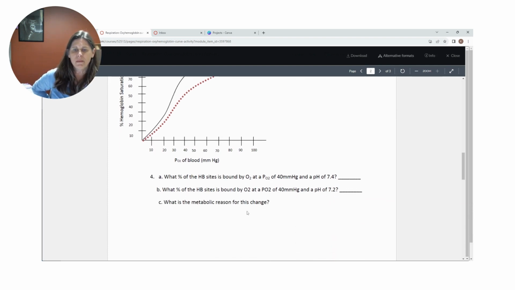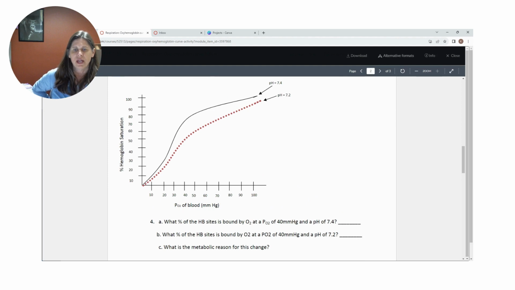So again, what is the metabolic reason for this change? We know the tissues are getting more active because they're producing more CO2, which is making the environment acidic. The acidity is what's telling us that. Okay, when the environment's more acidic, hemoglobin starts to release its bonds, and it releases more oxygen. We saw that it went from 75% saturated to 50. So it released 25% more, 25% oxygen to the tissues in an acidic environment.